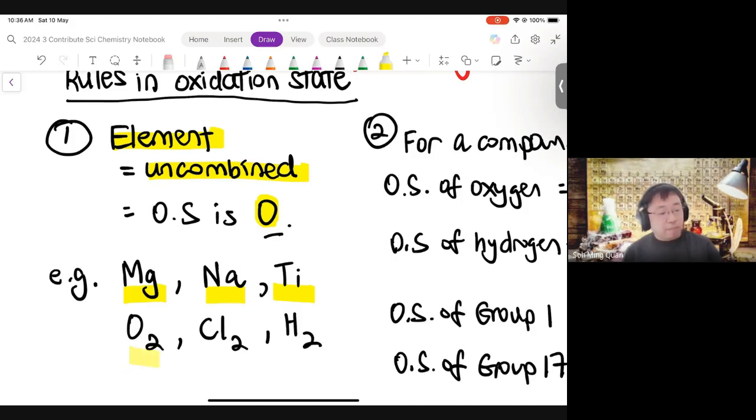Next, we have the molecules, but these are also elements: O2, Cl2, H2. They are not combined with other elements. They are just on their own. Oxygen with oxygen, chlorine with chlorine, hydrogen with hydrogen. Therefore, by definition, the oxidation states of these elements are all 0. Okay, that's rule number 1.